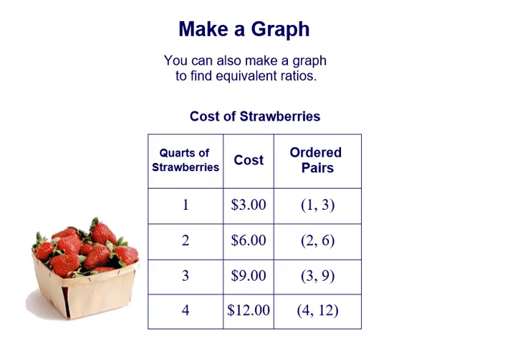So 1 quart of strawberries for $3 gives us the ordered pair 1, 3. And 2 quarts for $6 gives us the ordered pair 2, 6. And $3 and $9 would give us 3, 9. And 4, 12 comes from 4 quarts and $12.